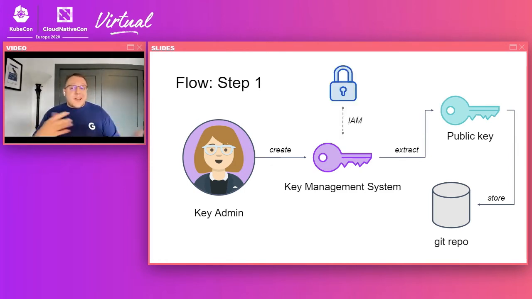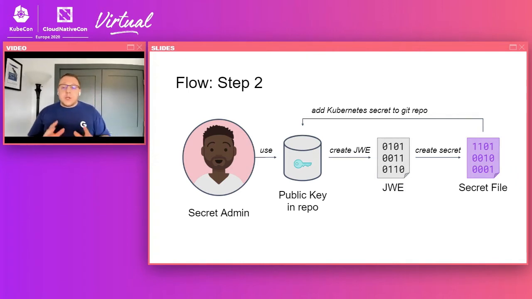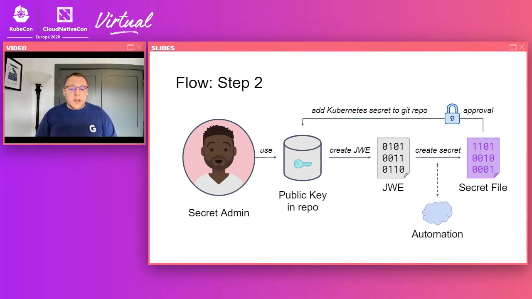Depending on your setup, you can add to these steps. For example, you might add identity and access management or approvals throughout this workflow. But we're just showing the bare bones, most basic steps that you may need to take. Next, our secret admin uses that public key in the Git repository to create a JWE envelope with the secret contents. This envelope becomes the value of the Kubernetes secret file, or the value that goes into the Kubernetes manifest. Again, depending on your setup, you can add more customization points like automation, CI/CD, and approvals.